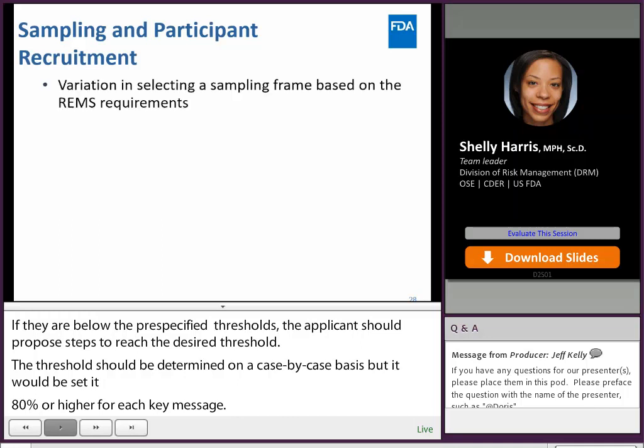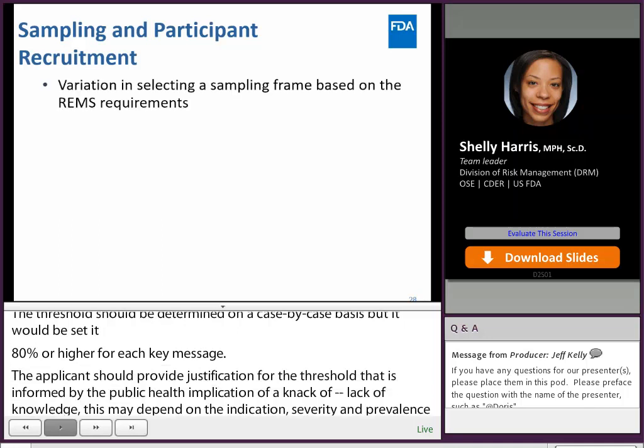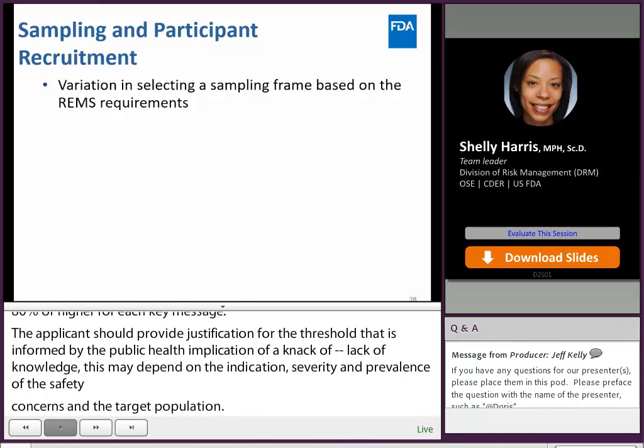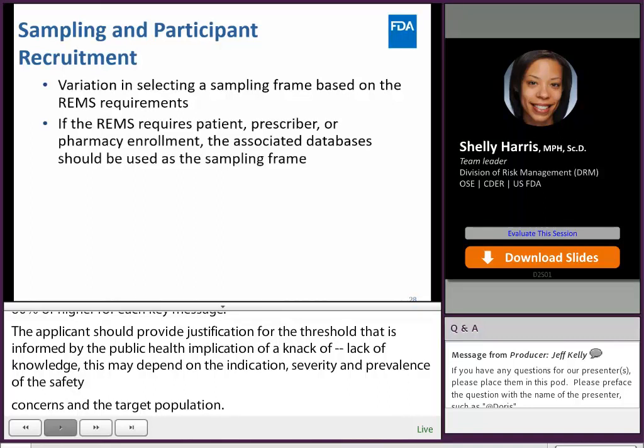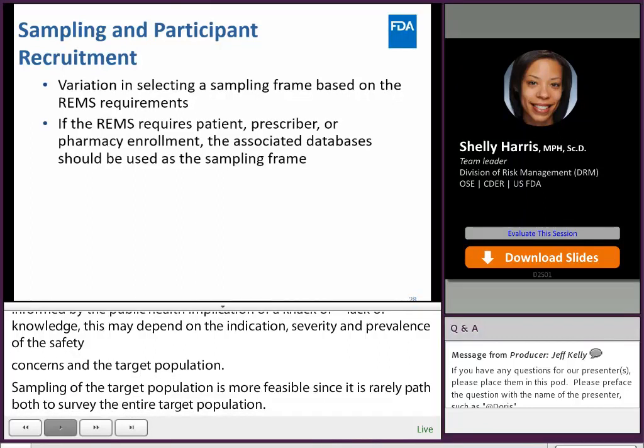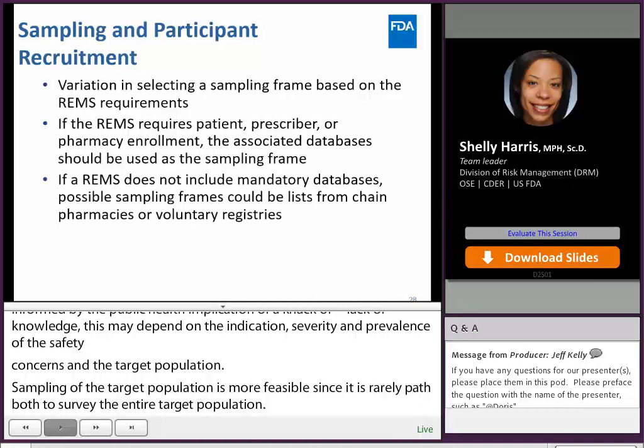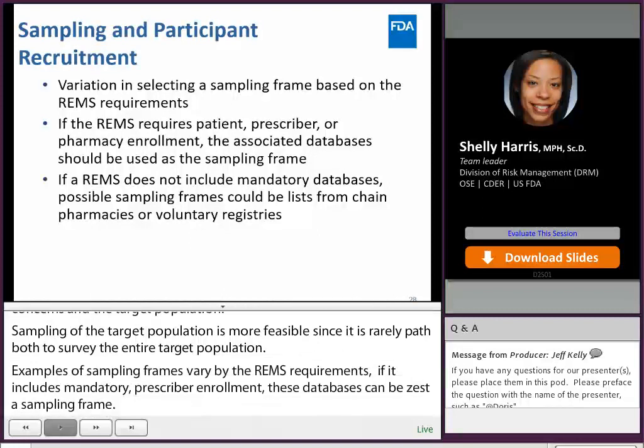Sampling of the target population is more feasible since it is rarely possible to survey the entire target population. Examples of sampling frames vary by the REMS requirements. If a REMS includes mandatory patient, prescriber, or pharmacy enrollment, these databases can be used as a sampling frame. If the REMS doesn't include these mandatory databases, example frames can include lists from chain pharmacies or voluntary patient registries.